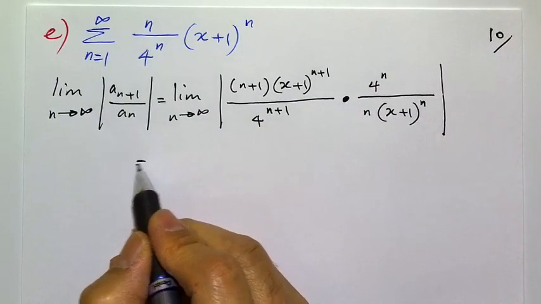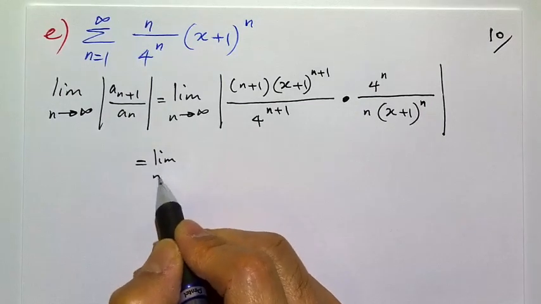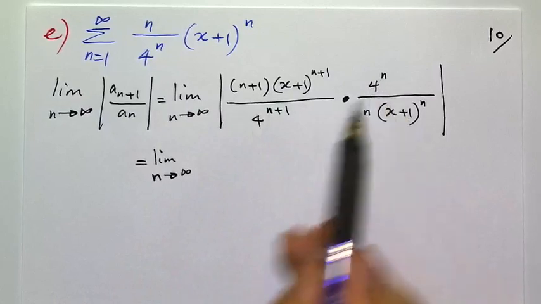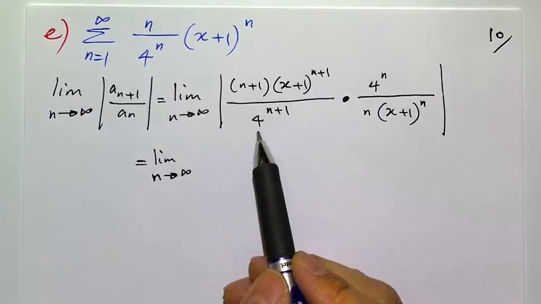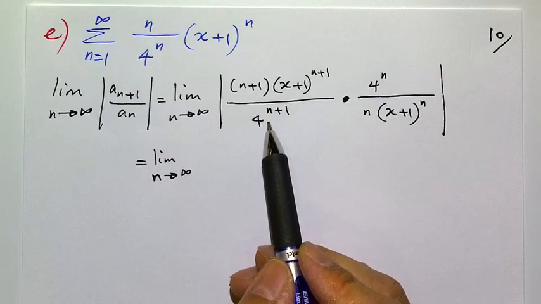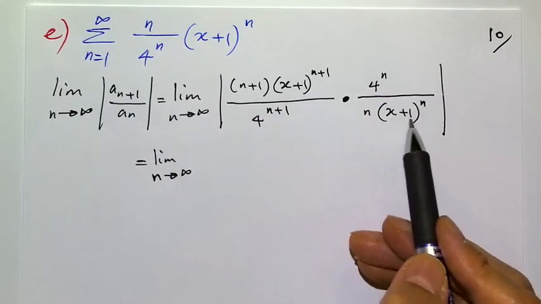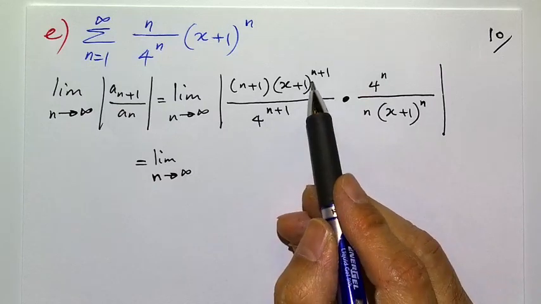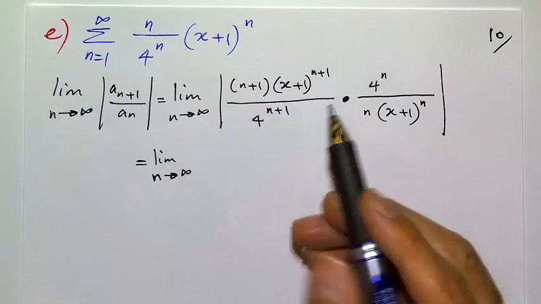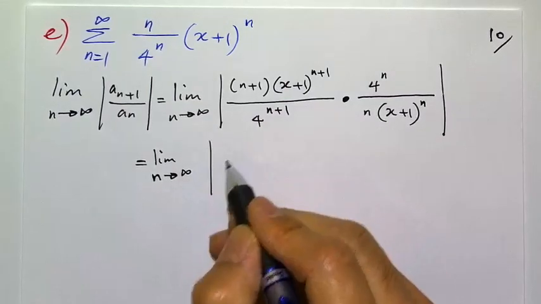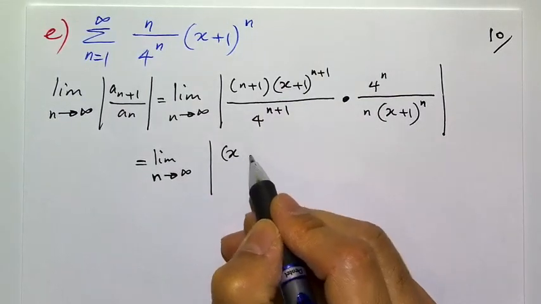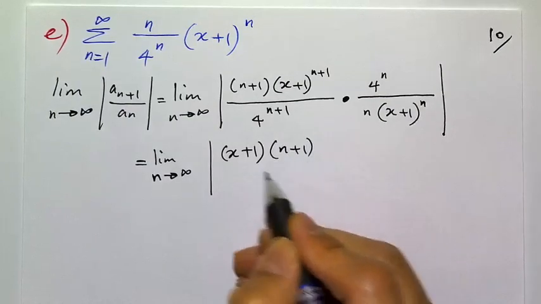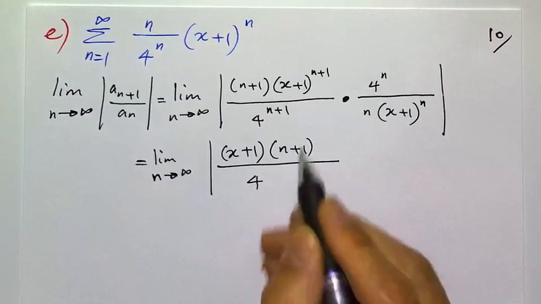So this result leads to, we can do quite a bit to simplify this. 4 to the n and 4 to the n cancel each other out. We end up with a 4 in the denominator. x plus 1 to the n and that cancel out. We end up with just x plus 1 in the numerator times n plus 1. So we have x plus 1 times n plus 1, and then of course 4 times n.